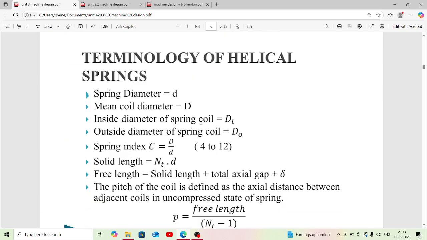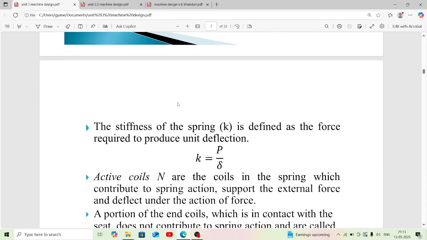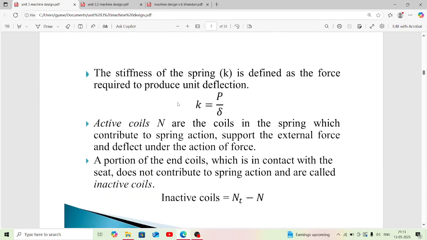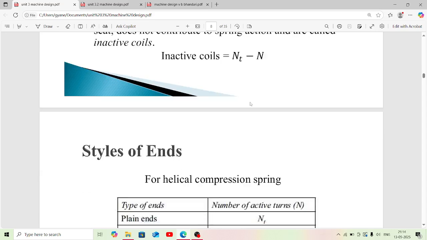See the terminology of the spring, where nt is the total number of coils, and the total number of coils into dia is the solid length. And see what the deflection is and what the stiffness is. Inactive coils means the total number of coils minus the active coils.